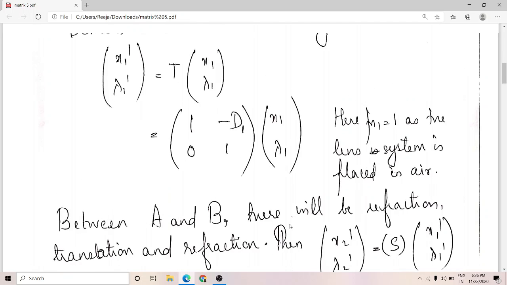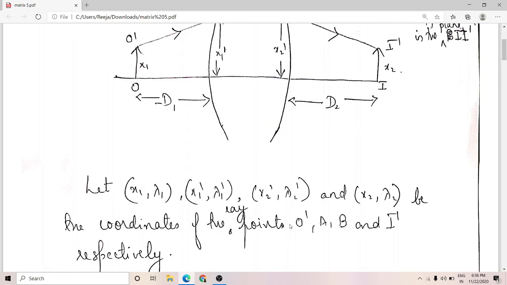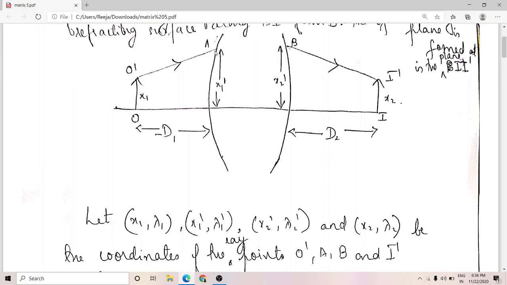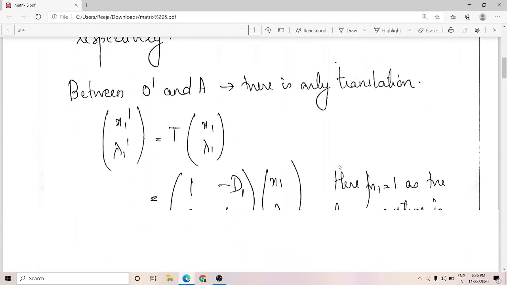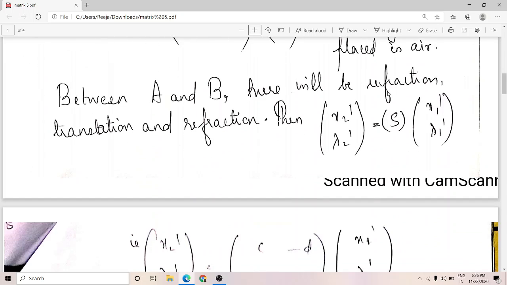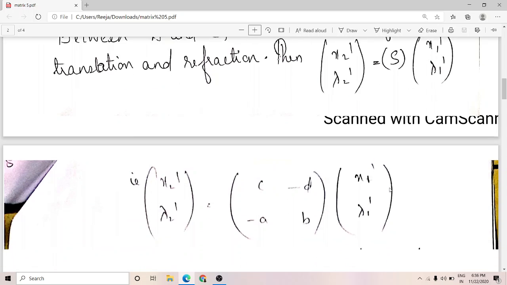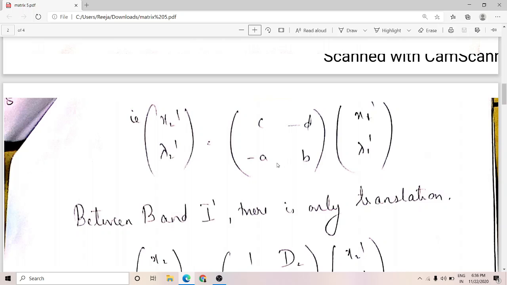Then from A to B, that is, first there is a refraction over here, then a translation and then a refraction. So including all these three processes, we can directly write it as a system matrix here. That is x2 dash lambda 2 dash is equal to S into x1 dash lambda 1 dash, where S is equal to C minus D minus A B. We had written the system matrix in terms of the constants.